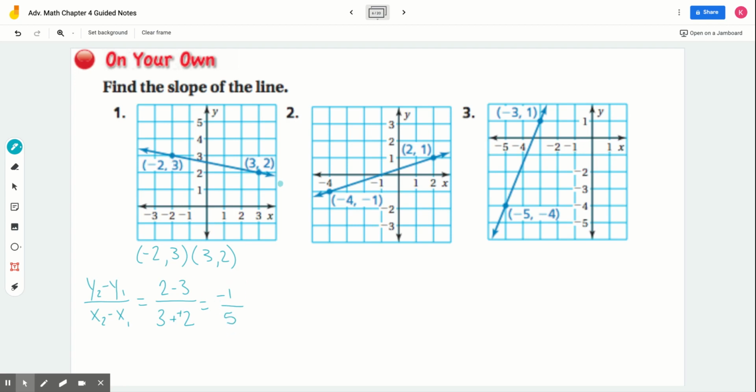Now, looking back, we know that we can count the rise over the run. Did we go down 1 and over 5? If so, then we know that our answer is correct. You go ahead and try numbers 2 and 3 now.